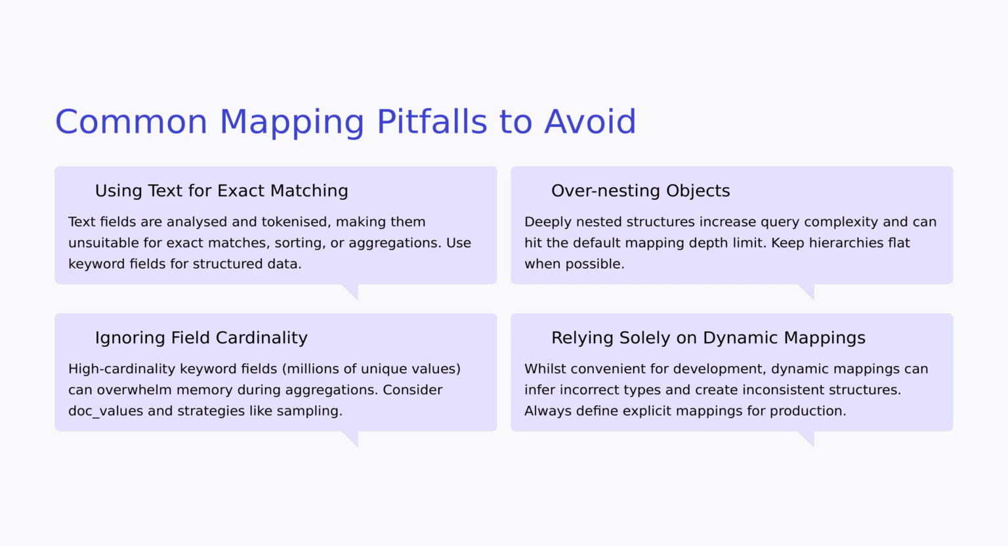Field cardinality matters. High cardinality keyword fields can strain memory resources during aggregations. Implement strategies like doc_values and sampling to manage vast unique values effectively. And remember, dynamic mappings, while handy in development, can lead to type inaccuracies and structural inconsistencies. Define explicit mappings for reliable production outcomes. In data mapping, precision is paramount to avoid pitfalls and optimize performance.